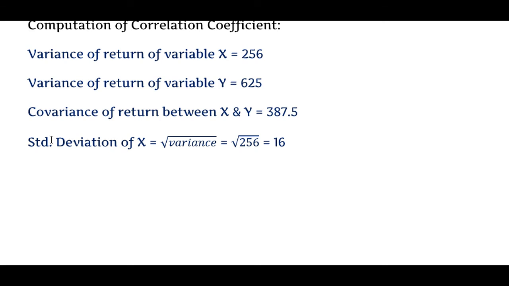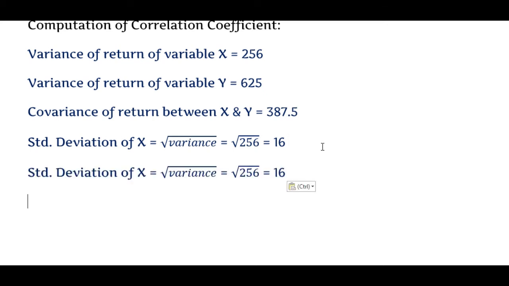Similarly, we need to calculate the standard deviation of y. So the standard deviation of y is equal to the root of the variance of y. The variance of y is 625, and the root of which, you can calculate using your calculator, is equal to 25. So we got all the values that are required to substitute into the equation.